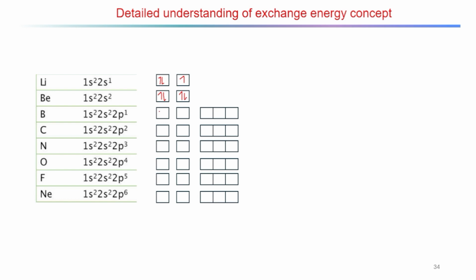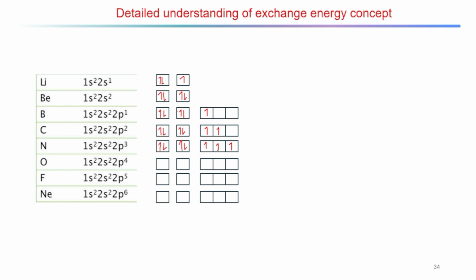Now I will explain it in case of nitrogen and oxygen. Let's see again. In case of boron, we have 1s2, 2s2 and 2p1. In case of carbon, we have 1s2, 2s2 and 2p2. So the next electron will go here. Now we will do the nitrogen. We have 1s2, 2s2 and 2p3.